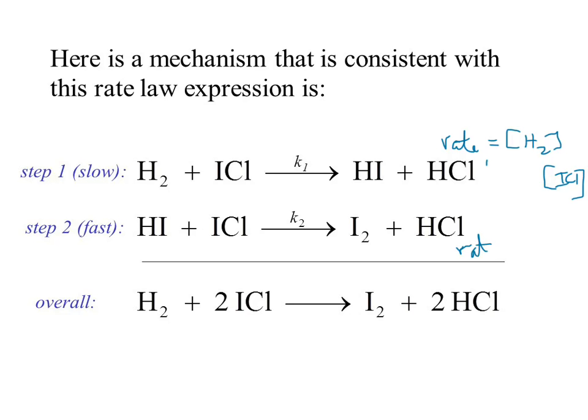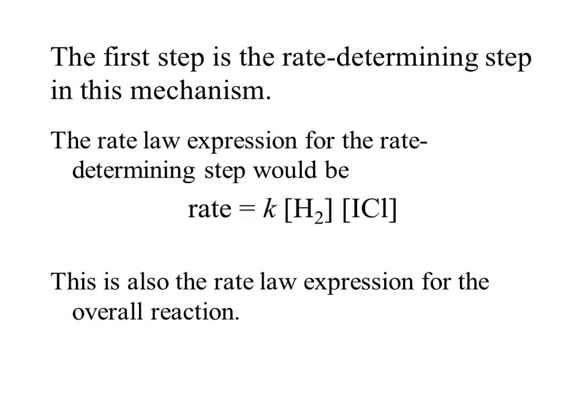Maybe not. So rate 2, it goes fast, so we're not going to worry about it. That we can also use molecularity because it's an elementary step. So rate 2 is equal to molar concentration of HI times the molar concentration of ICl, both raised to the first power because that's their stoichiometric coefficient. Okay? But this one we focus on because it's slow.